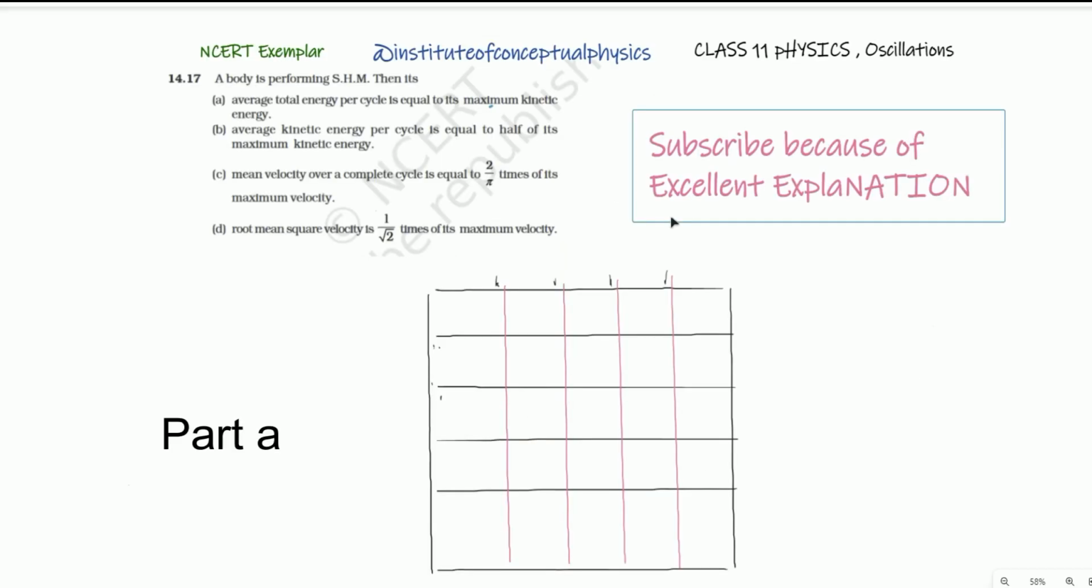Right, now let's start solving this. Okay, so first of all, its average total energy per cycle is equal to the maximum kinetic energy. Now we know what the maximum kinetic energy is, right? So the maximum kinetic energy, KE max, right?